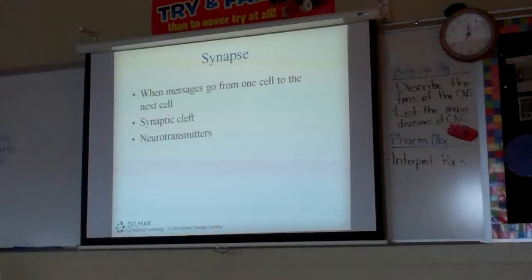There are neurotransmitters in that space. Do you guys understand what a synaptic cleft is now, Lauren?